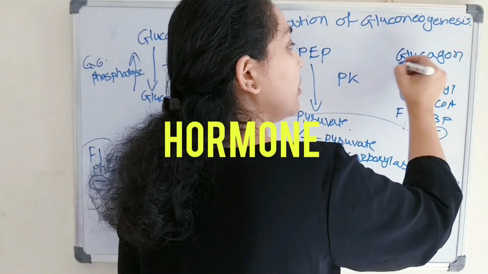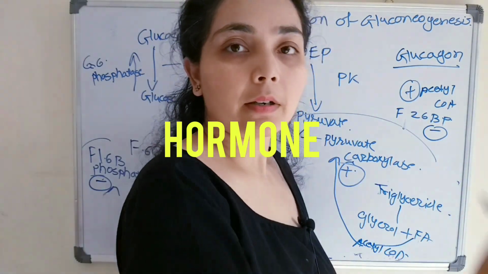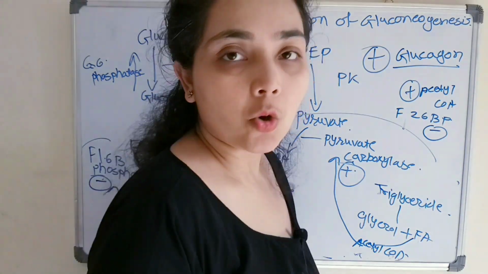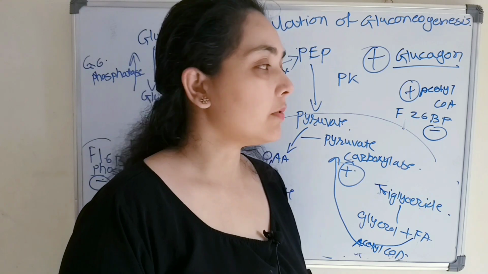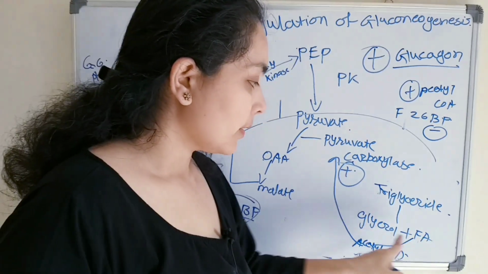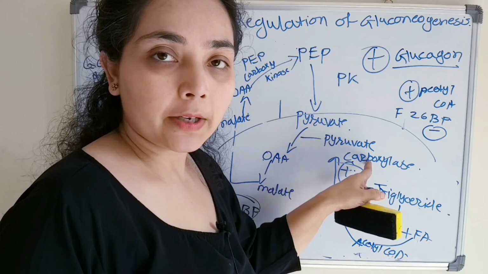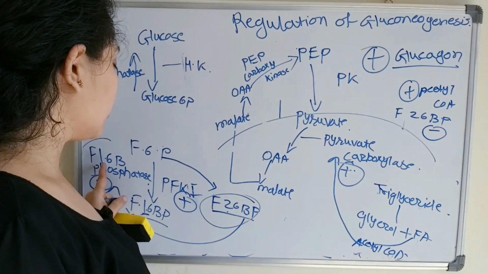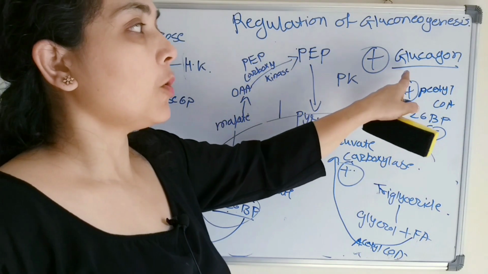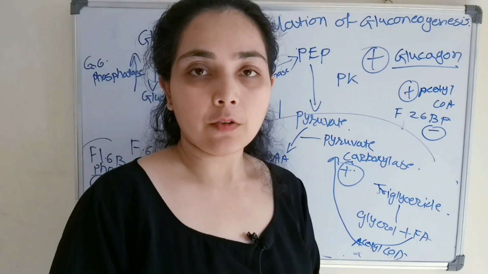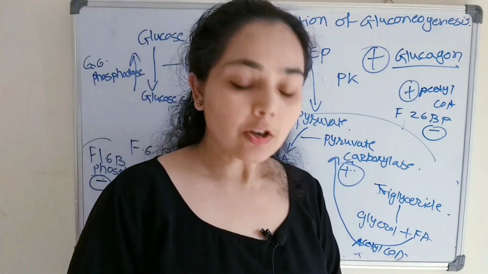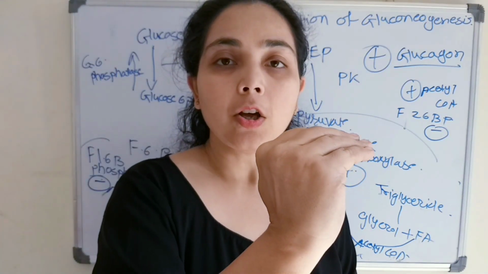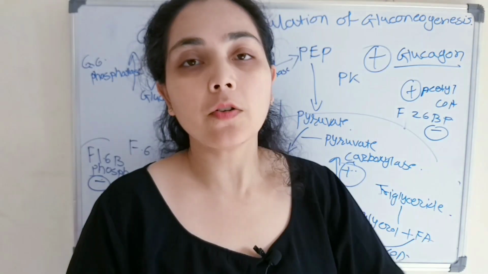So the hormonal regulation is glucagon. When glucagon is there in the blood, that will act as a positive regulator for gluconeogenesis. Alright, 3 things we had learned. Acetyl-CoA, positive regulator for pyruvate carboxylase. Fructose 2,6-bisphosphate, negative regulator for fructose 1,6-bisphosphatase, and the hormone glucagon will enhance the rate of reaction. This hormone will not only increase the rate of enzyme activity, but it will also increase the synthesis of enzyme.